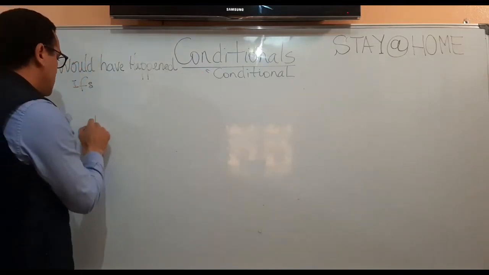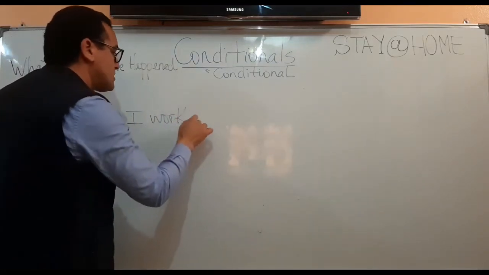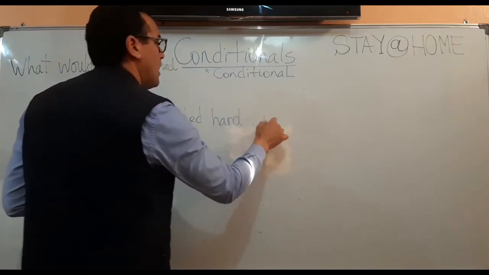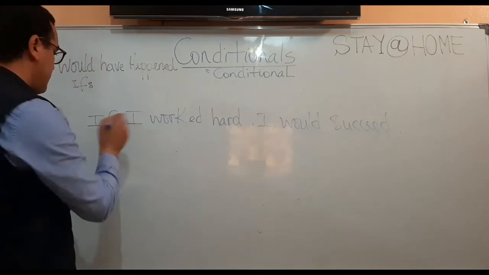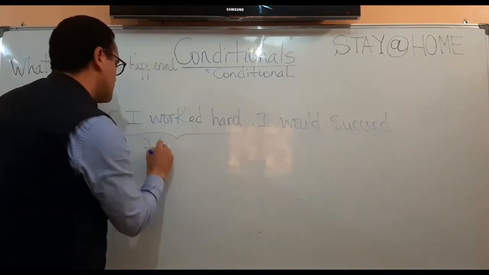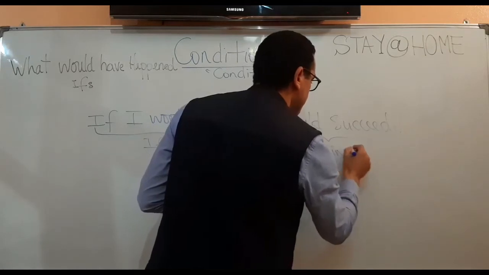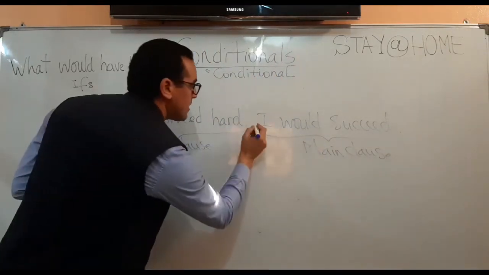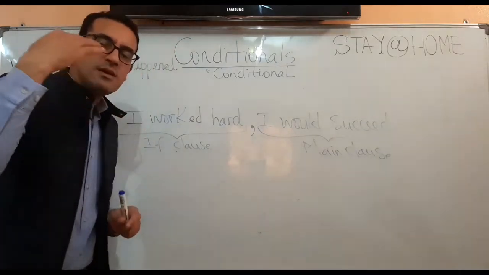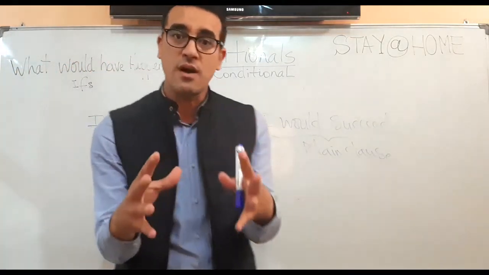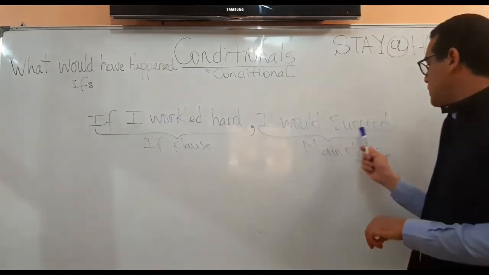So let's have a look at this sentence. Let's take, for example, type 2. If I worked hard, I would succeed. So, as you can see here, we have, as I said at the beginning, the if clause. And here we have the main clause. And what we have here is a comma. This comma here is very essential and necessary whenever we start the statement or the conditional statement with if at the beginning. If I worked hard, I would succeed.